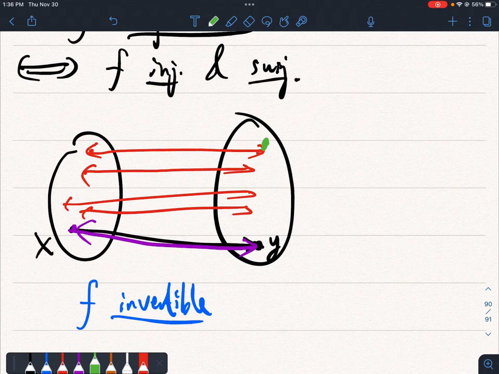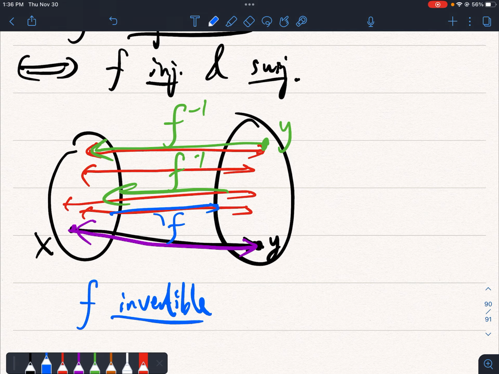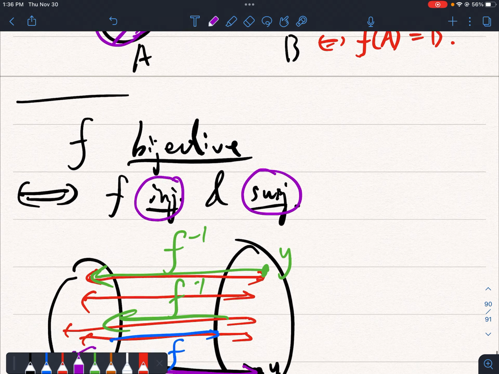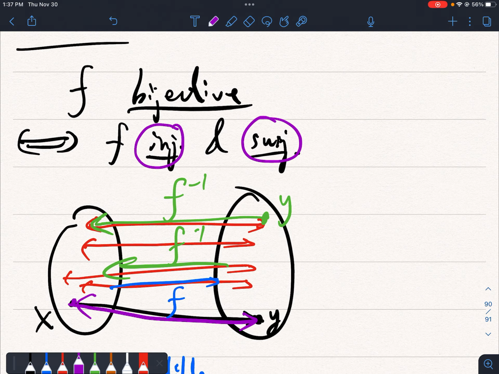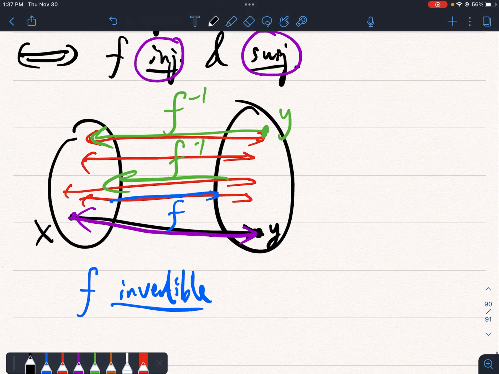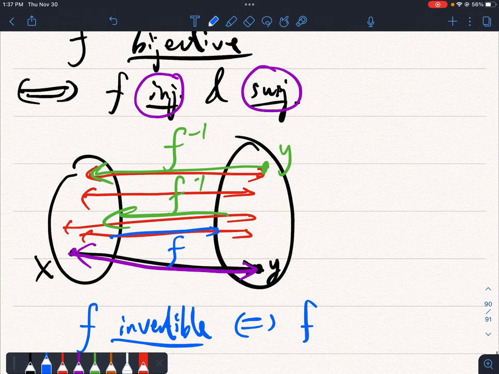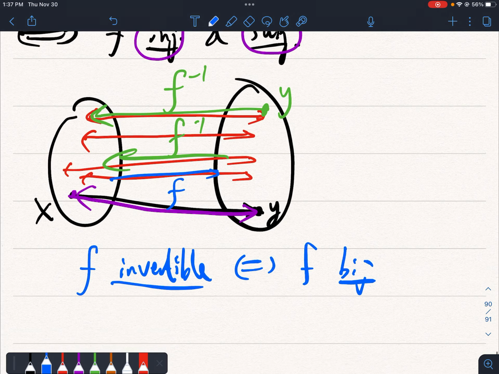And if it is bijective, then it is invertible. Then f is invertible, which means for each y, we can find a unique value x. And this map is denoted by f inverse. So this map is f inverse, while this map is f. It's only when it's both injective and surjective that we can find an inverse function. So invertible or bijective, they are equivalent.